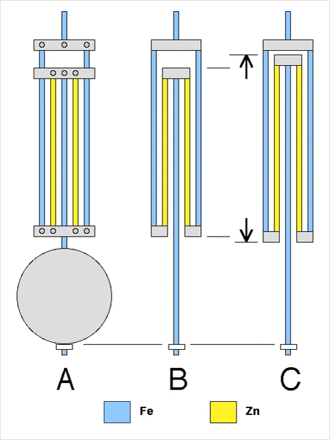A pendulum is a weight suspended from a pivot so that it can swing freely. When a pendulum is displaced sideways from its resting, equilibrium position, it is subject to a restoring force due to gravity that will accelerate it back toward the equilibrium position.